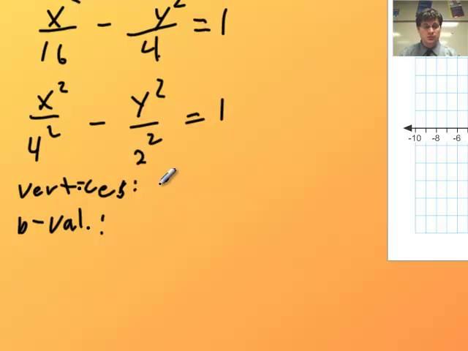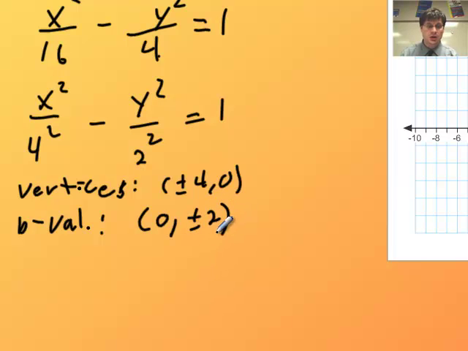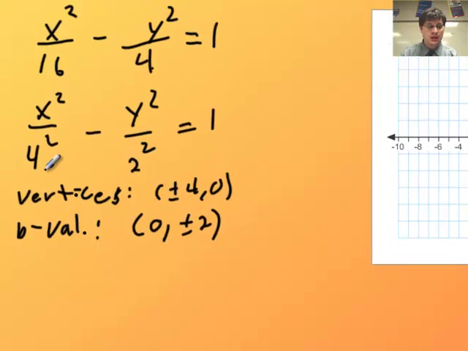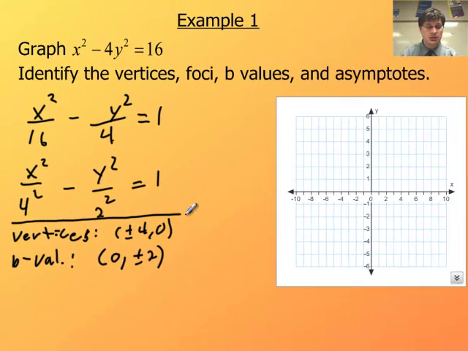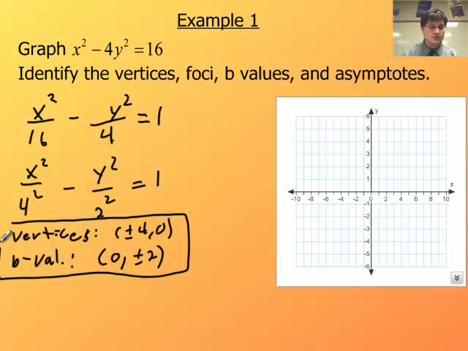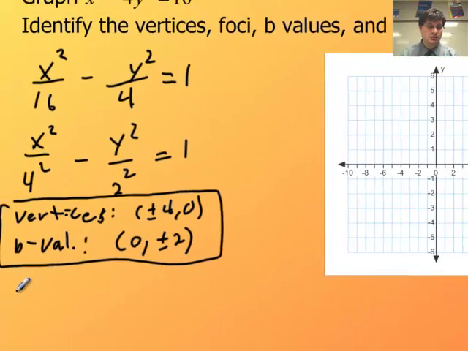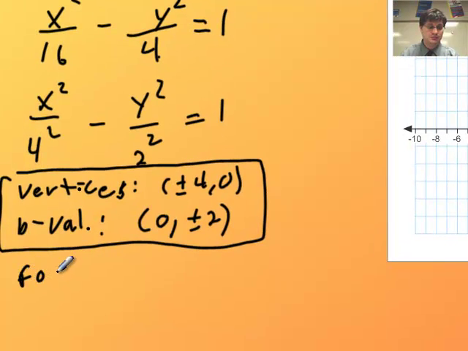So those are going to be the values plus or minus 4 and then 0. And then my b values are going to run vertically on the y-axis. So that's going to be 0 and then plus or minus 2. Okay, so I'm going to box those in because I'm going to need those. And now let's go ahead and find the foci.